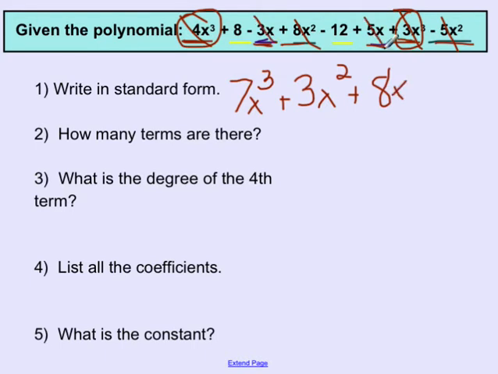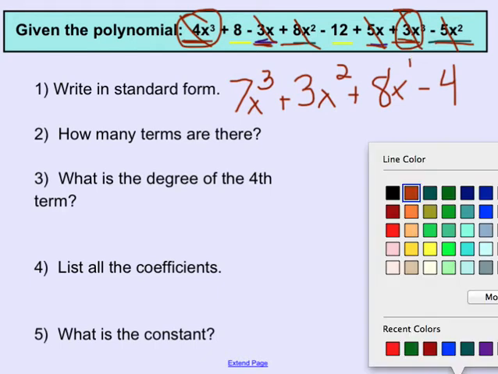Notice how I'm crossing them off. That just helps me keep track of where I'm going. And then 8 minus 12 is going to give me a negative 4. So let's check to make sure this is in standard form. Our exponents are going in descending order. Remember, this x has an exponent of 1. Not only that, but all of our like terms are combined.